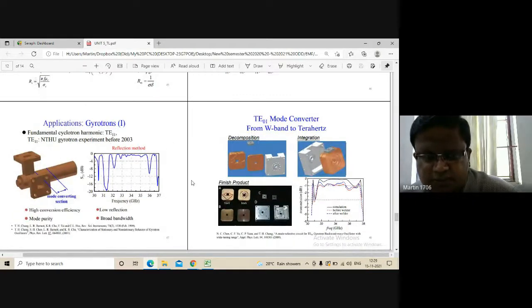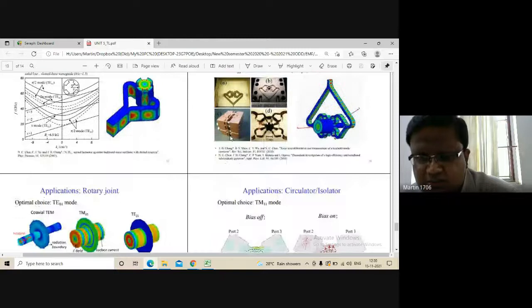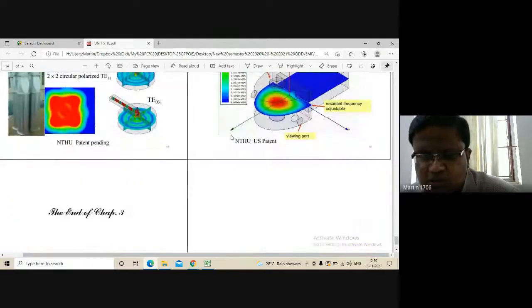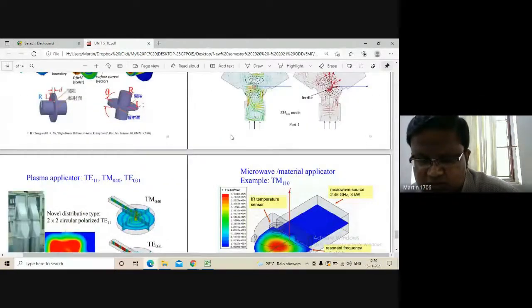In most of these applications, we are showing it is highly efficient, with low reflection, modest purity, and broad bandwidth. So these are the best applications of the TEM modes. These are the things that you have to look at.